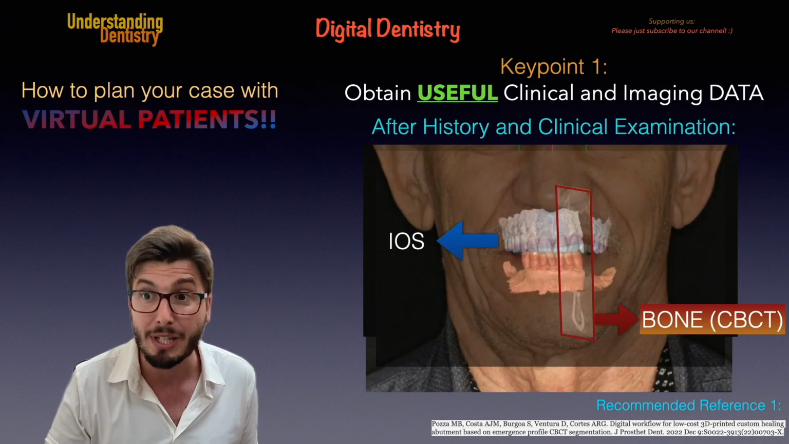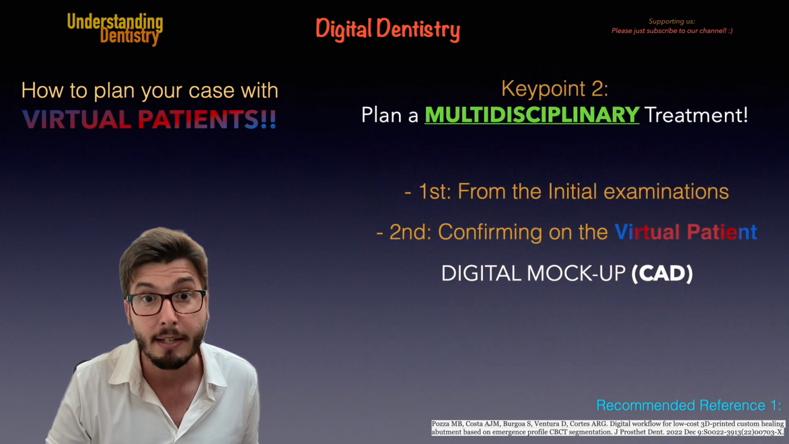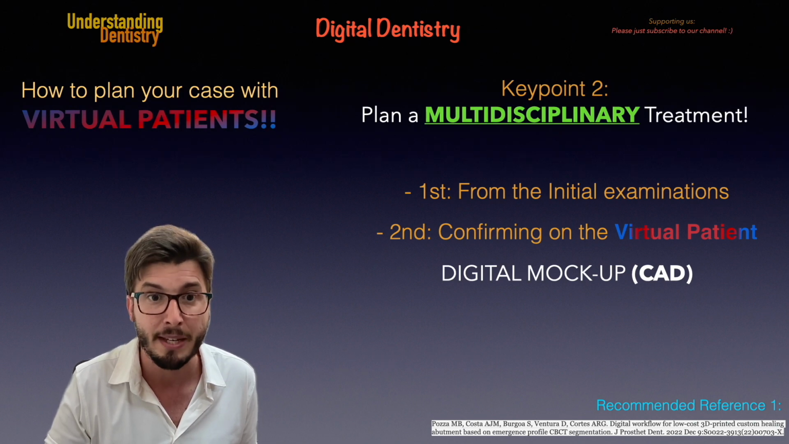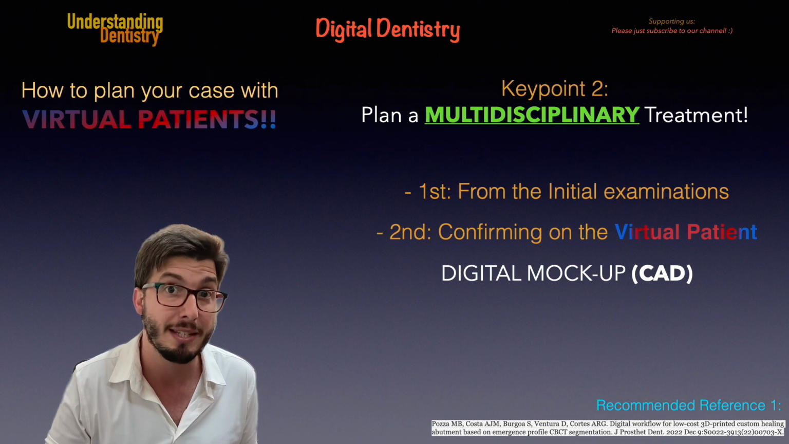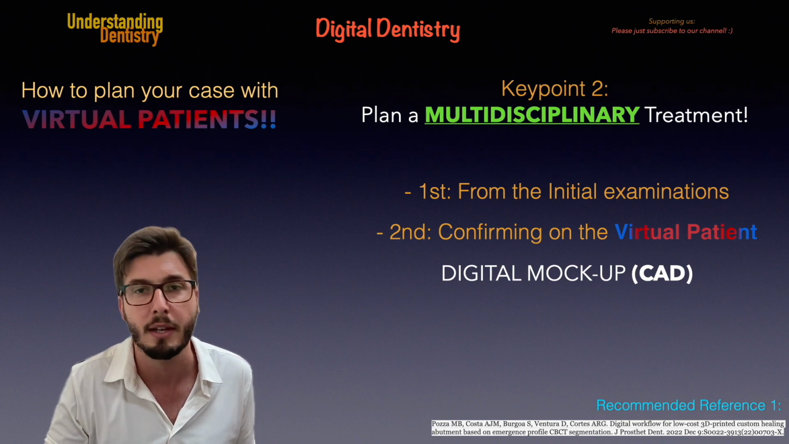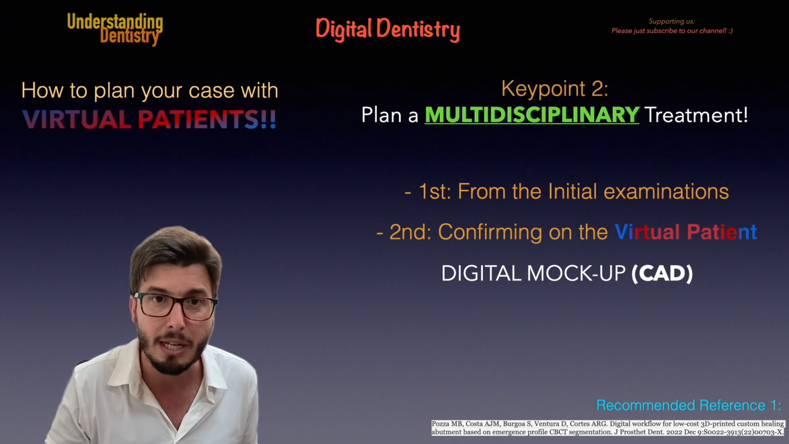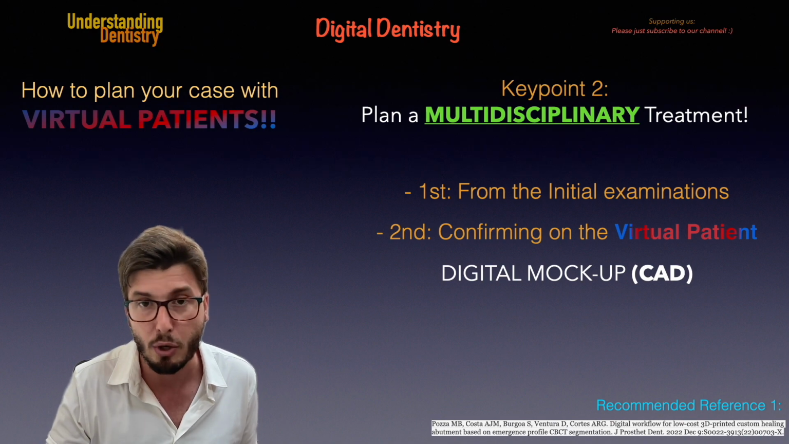So that leads us to the second key point, which is to plan a multidisciplinary treatment for the patient, of course, right? The treatment plan started already from the initial examinations. So you saw the patient, okay? So you did the clinical examination, and of course you are already wondering which would be the best way to start this treatment. You already saw where the patient needs to be rehabilitated, for example, where there are missing teeth.